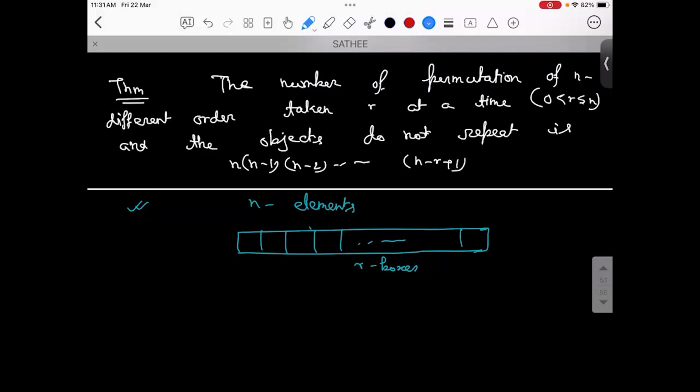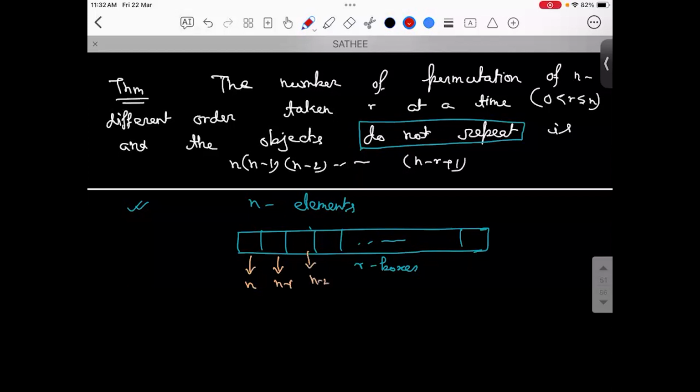Okay, so in that case, what will we do here? For the first position, note that elements do not repeat, so repetition is not allowed here. Now for the first position, how many choices do we have? For this position, we have n choices. For the second position, how many choices do we have? We put one element, so here we will have only n minus 1 choices.